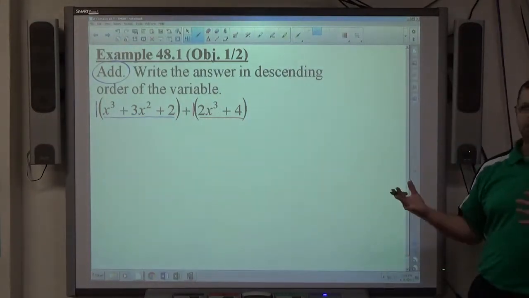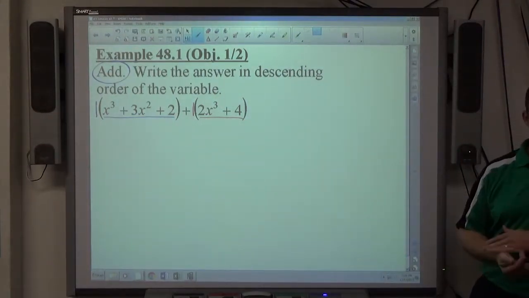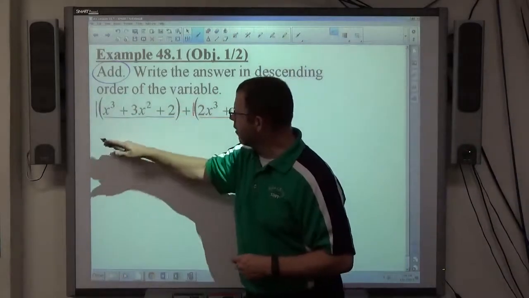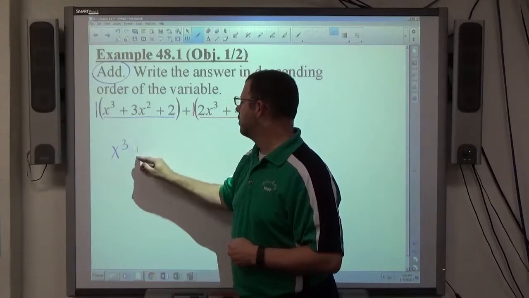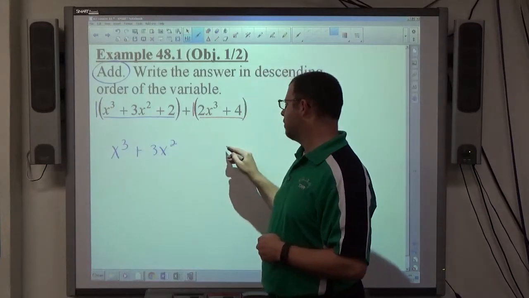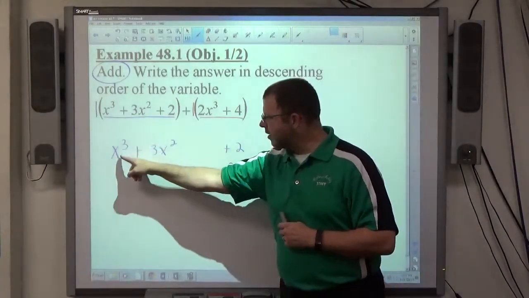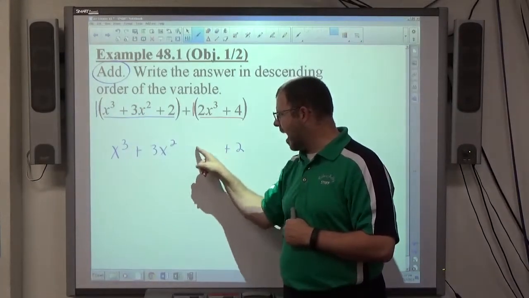And what you do to get the parentheses to go away is you multiply that positive 1 through. Multiplying by positive 1 doesn't change anything. So the end result of this polynomial is going to be x cubed plus 3x squared, then plus 2. Notice how I wrote it on my board here. X cubed plus 3x squared, left a gap, plus 2.